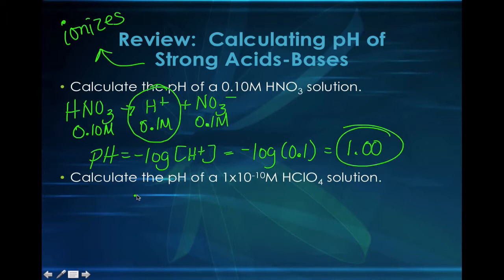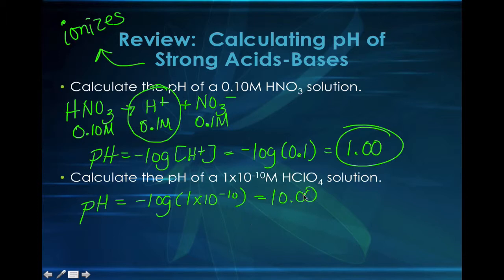This next one, it's the same thing. This is another strong acid. Remember, there's only 6 strong acids, so you need to memorize that list. This is a strong acid, so again, I can just say that the pH is equal to the negative log, this time of 1 times 10 to the negative 10th. And when I do that, I get an answer of 10.